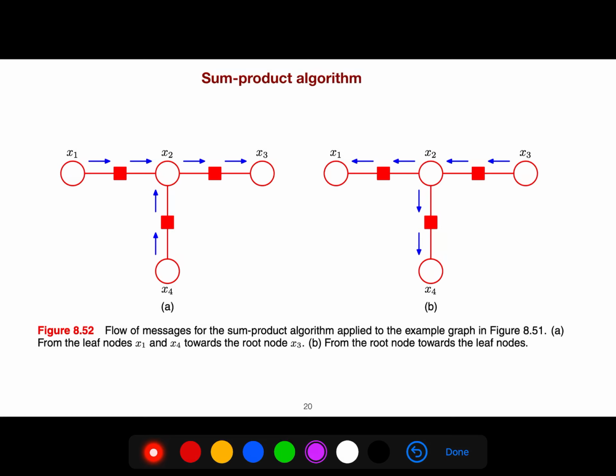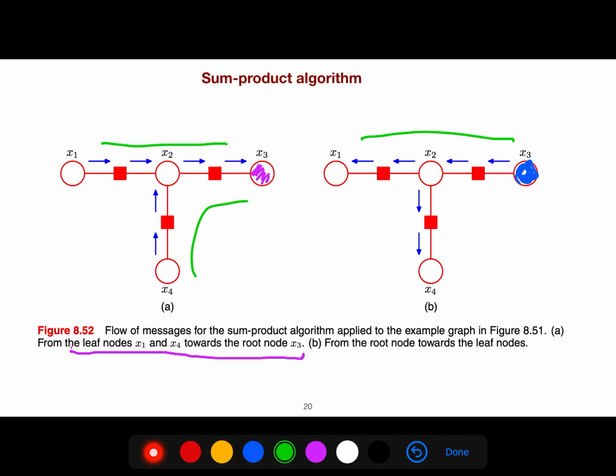And so first we go from leaf nodes x1 and x4 to our root x3. So this is the root. First we go here and then we go here. And then we go the opposite way. So this is still the root, but now we go in the other direction. And after a while, it converges. You will see that the messages don't change anymore.